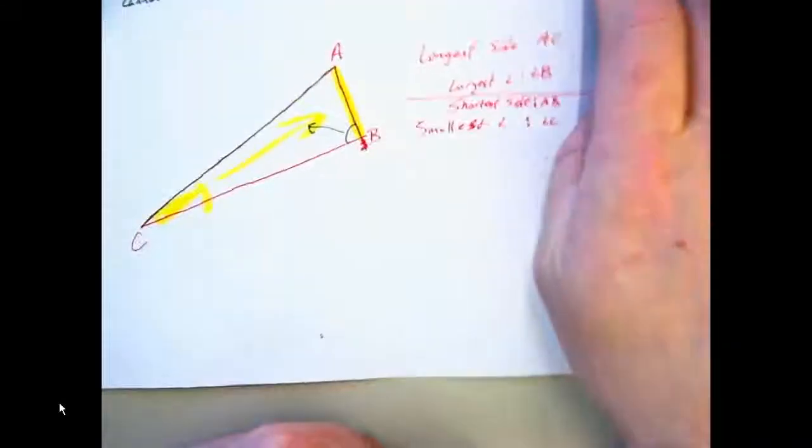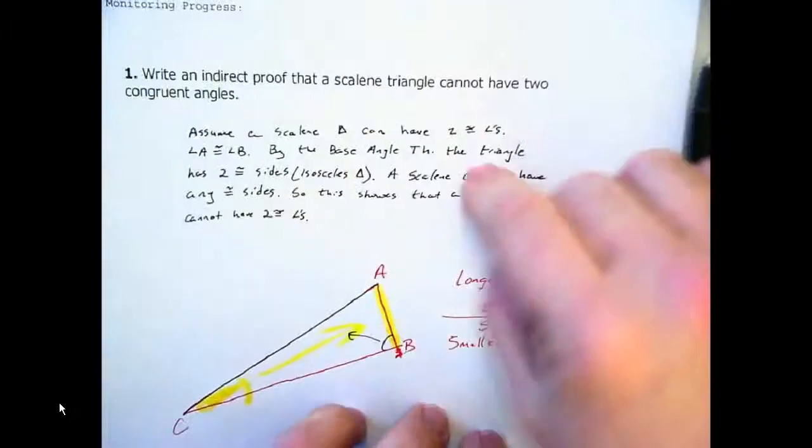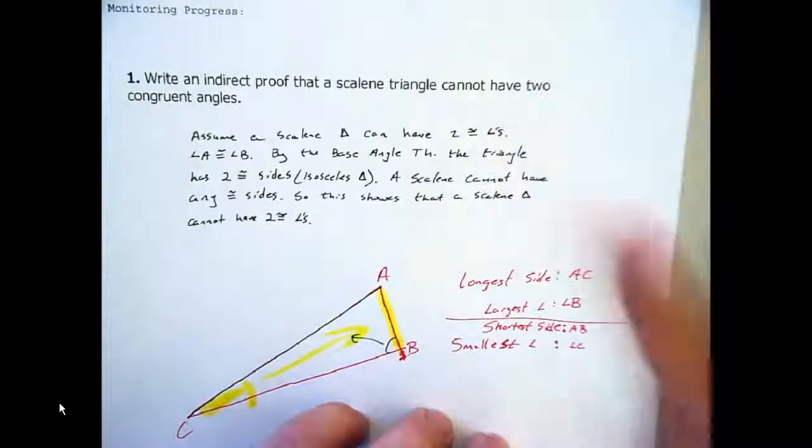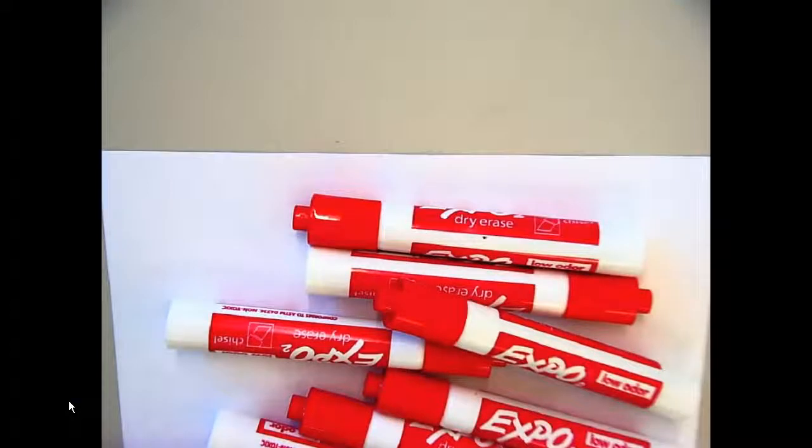That wasn't as hard as proof by contradiction, I don't think. All right, so we got that taken care of. One other piece I think we will go through is called the triangle inequality theorem. Now let me pause real quick before my mass of Expo pens that don't work.